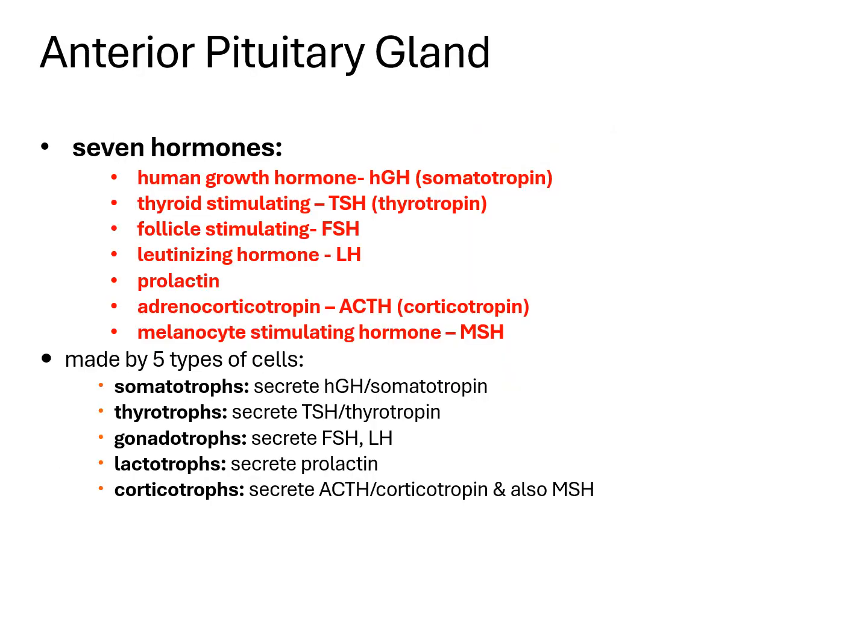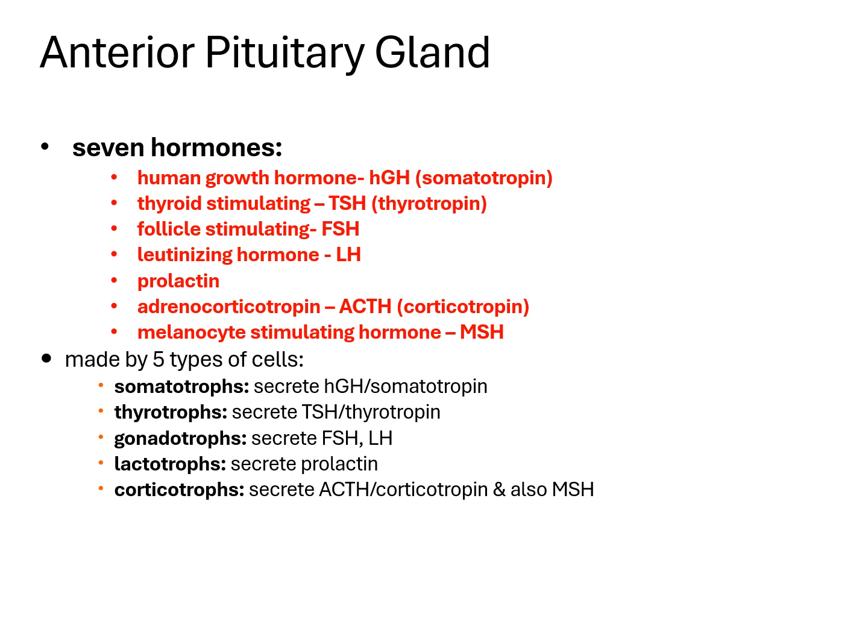And here they are. Human growth hormone, otherwise known as somatotropin. Thyroid stimulating hormone, also known as thyrotropin. Follicle stimulating hormone and luteinizing hormone. Both of these are collectively referred to as the gonadotropins. Prolactin, adrenocorticotropin, or ACTH. You can also call that corticotropin if you don't want to call it ACTH. And melanocyte stimulating hormone, MSH.